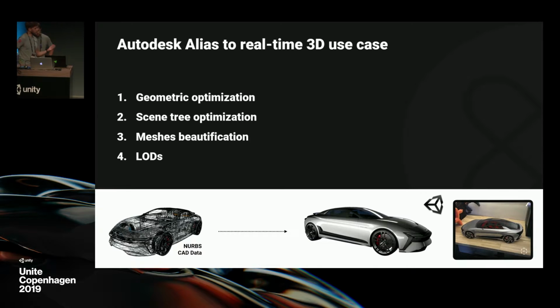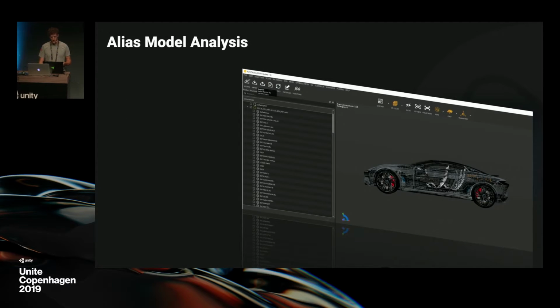So now we're going to dive into our model, our Alias model, and the data preparation process will follow these 4 steps. First, geometric optimization, then scene tree optimization, followed by meshes beautification, and the final step will be the creation of levels of detail. But first, good CAD data preparation starts with a good analysis of your model. You need to know what's inside.